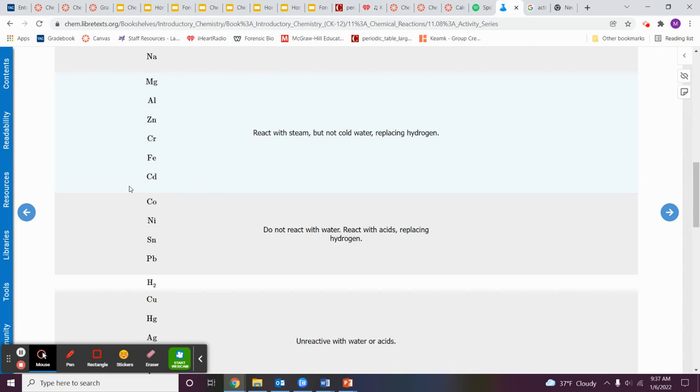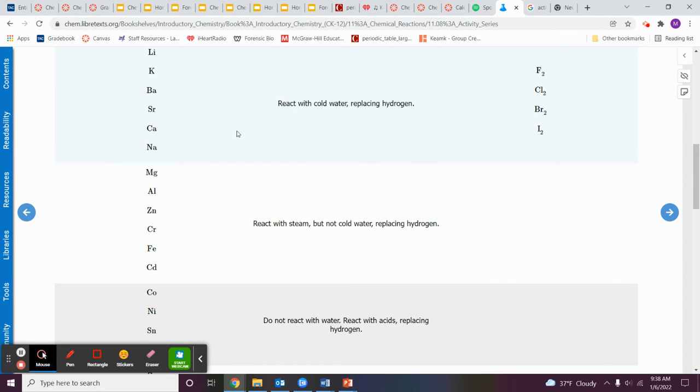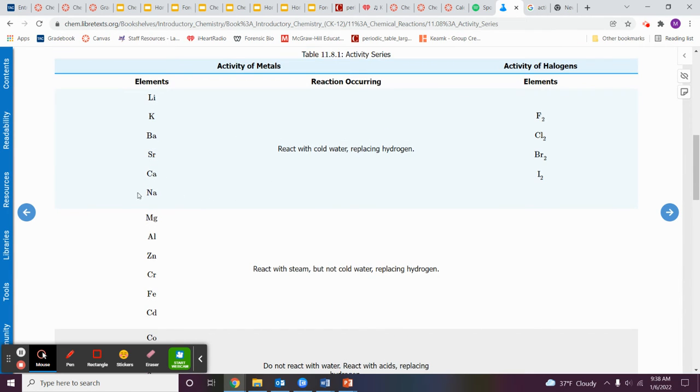So again, how your hydrogen is given to you is going to matter. Everything on down to lead can replace hydrogen no matter what. Everything on down to cadmium can replace both acid and water if the water is in steam form. And if the water is not in steam form, if it's just regular liquid water, then you have that cutoff at sodium. So you can draw a line underneath sodium. That is going to be the cutoff.